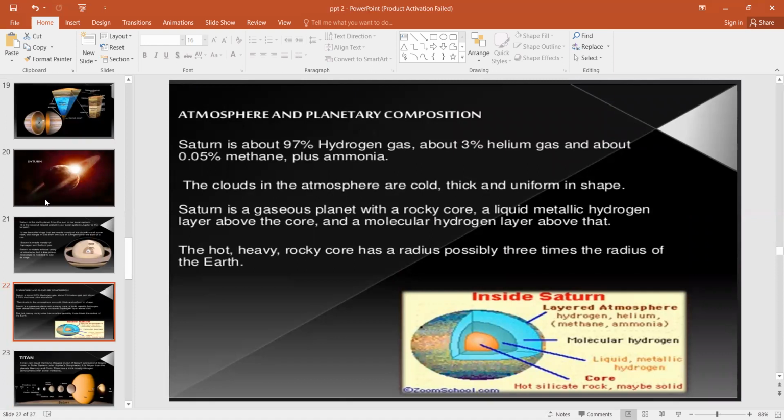So now comes the atmosphere. Saturn is mainly made up of 97% hydrogen gas, about 3% helium gas, and about 0.05% methane plus ammonia. The clouds in the atmosphere are cold, thick, and uniform in shape. Saturn is a gaseous planet with a rocky core, a liquid metallic hydrogen layer above the core, and a molecular hydrogen layer above that. The hot, heavy, rocky core has a radius possibly three times the radius of the Earth.